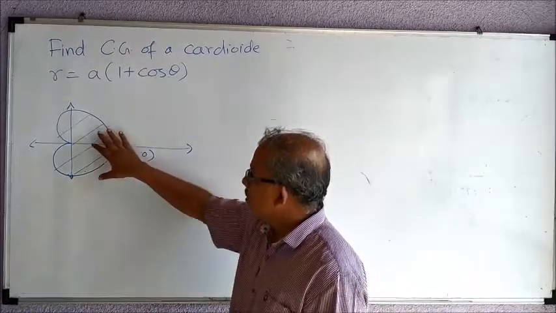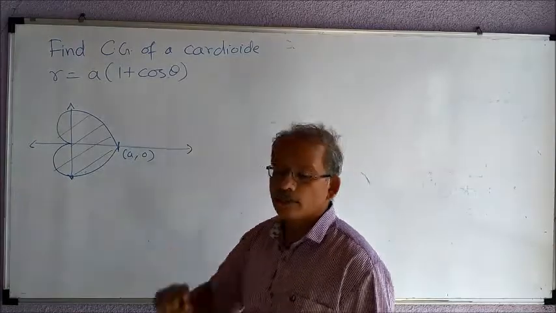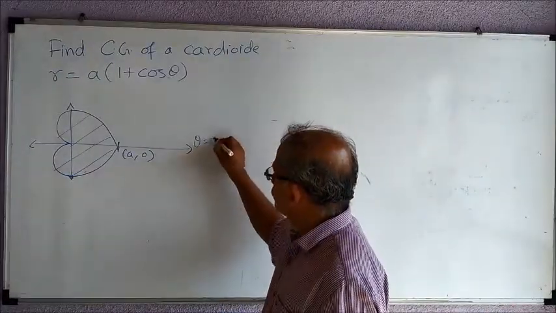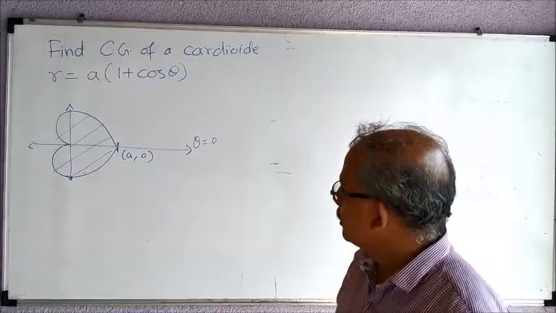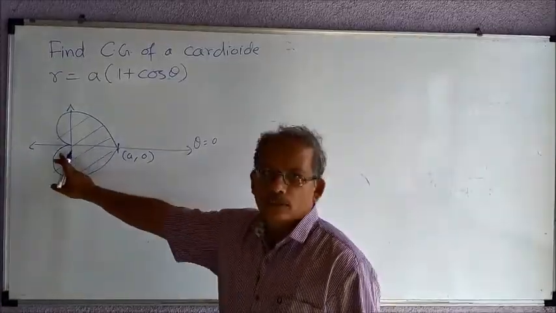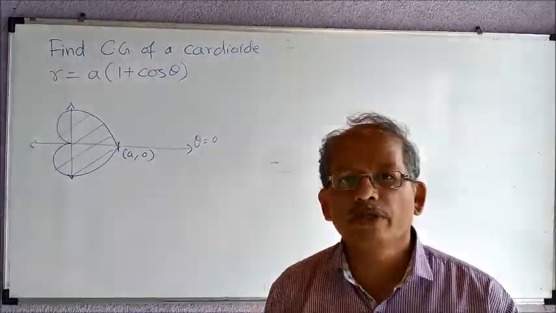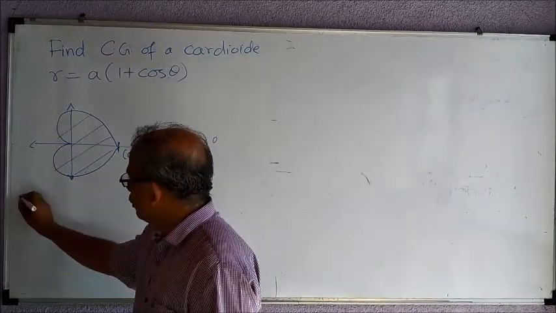Now it is known that this is the initial line. The given equation is in the polar form, so we know that it is symmetric about the initial line, right? So the center of gravity must lie on this. We are not going to find out its y coordinate. We will only be finding the x coordinate of this. So I just note it here.